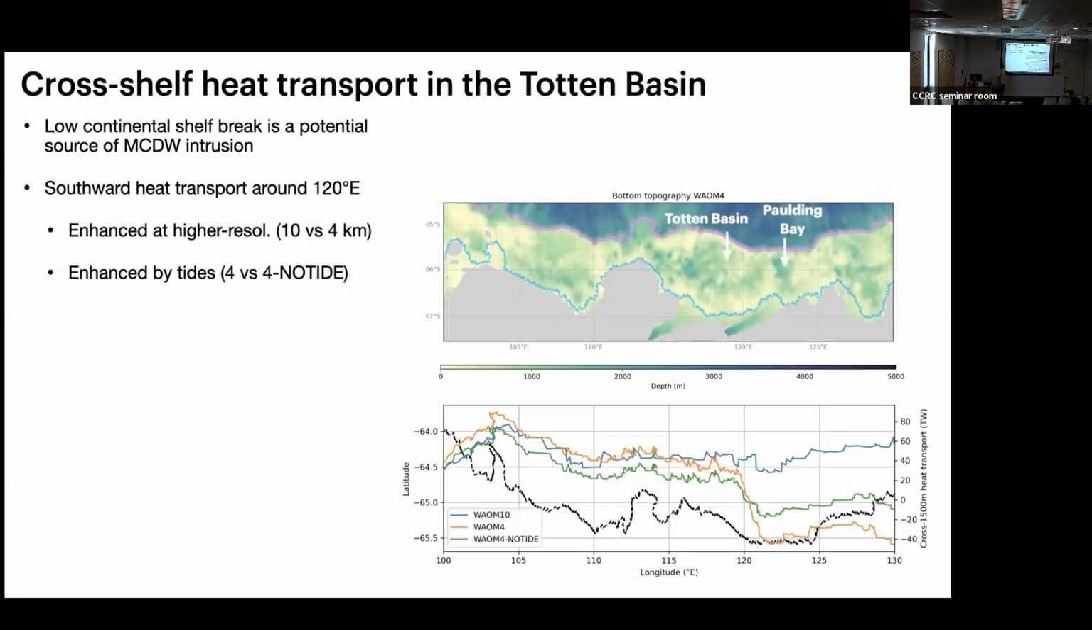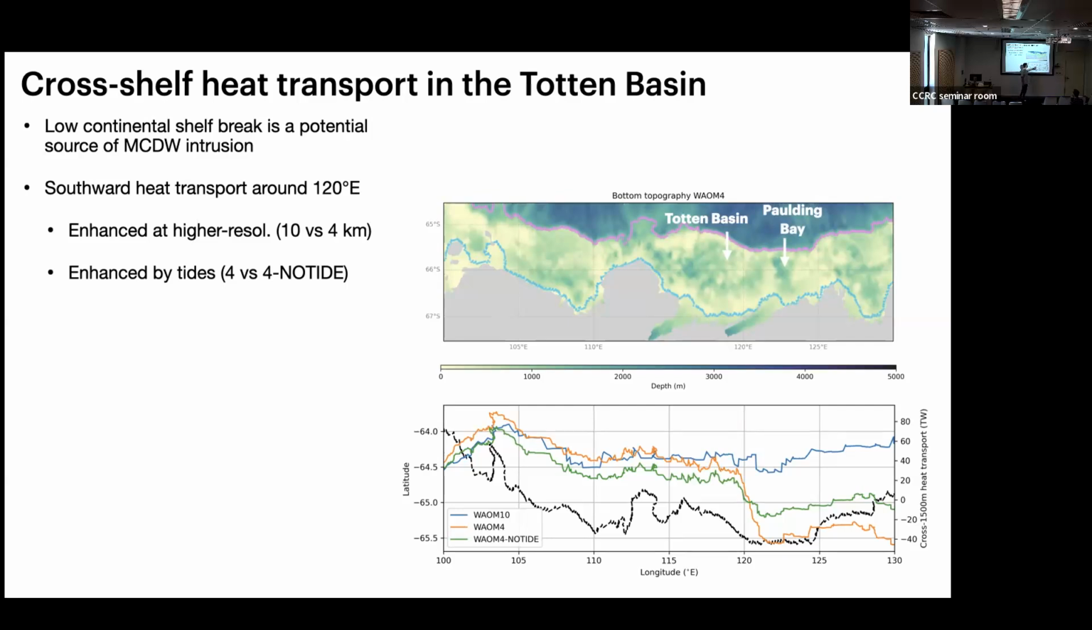But then when you look at our model solution, these are the three different resolutions. In black here is just the isobath. And here, the color is the cross-shelf heat transport. What you observe here, at least in front of these two important ice shelves, is a pretty strong southward heat transport around 120 east, which is in front of the Moscow University ice shelf. There's not much going on in front of the Totten.